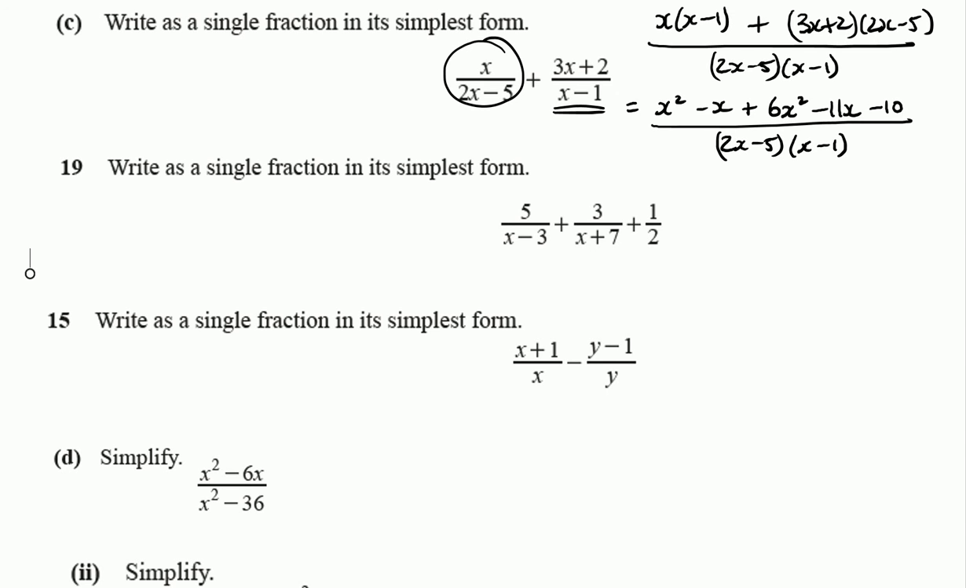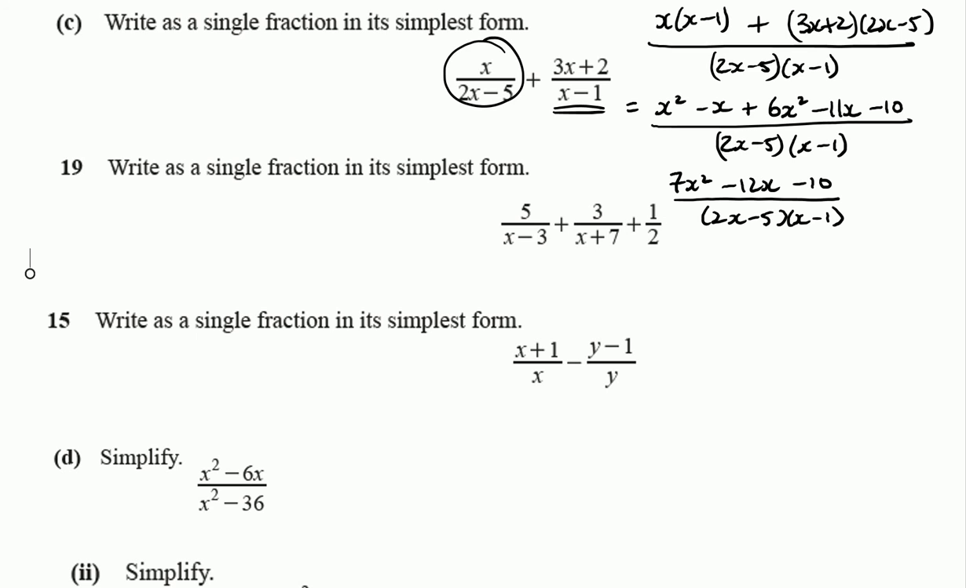And now I have some terms to collect together. 1x squared plus 6x squared, that is 7x squared. Minus x minus 11x is minus 12x. And then a minus 10 on the end. This is all over 2x minus 5 and x minus 1. If this thing is going to simplify, then I need to factorize the top line.